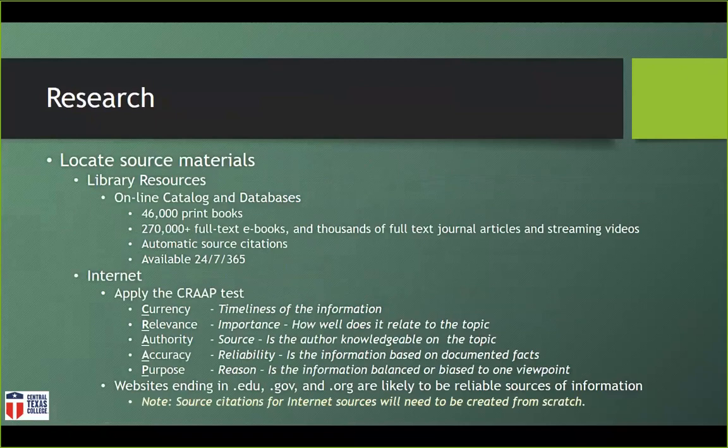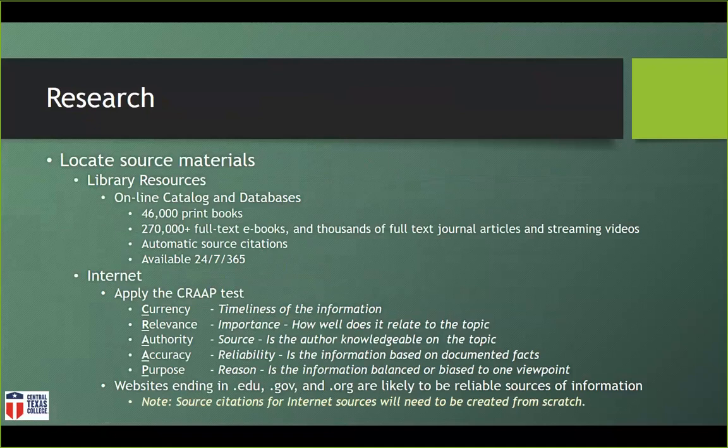Research is the process of locating resource materials. The library has a vast array of resource tools that are useful for finding information on almost any topic. The library's online catalog and databases will provide 24/7, 365 access to thousands of print books, full-text ebooks, journal articles, and streaming videos. Another benefit of using the library's electronic resources is that both the catalog and databases provide automatic source citations.